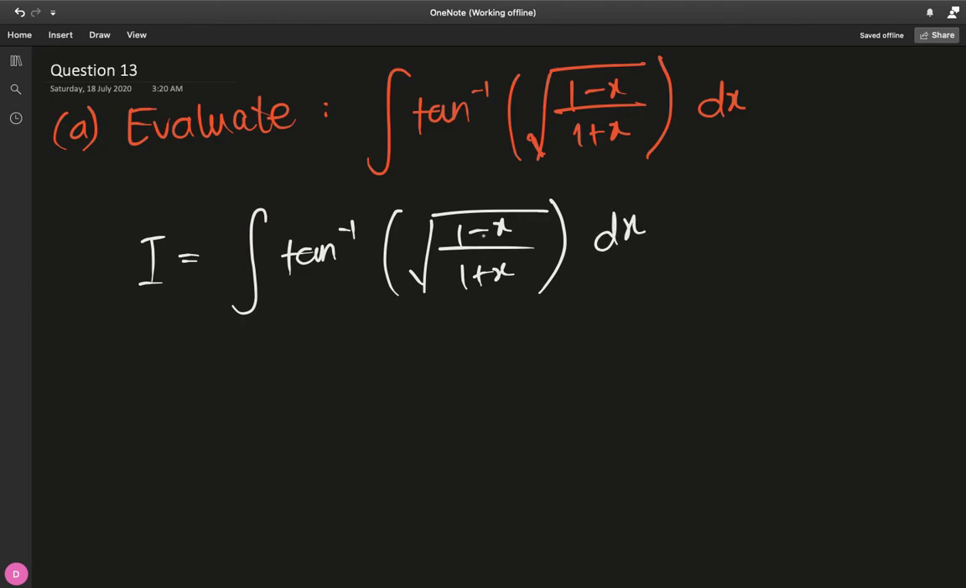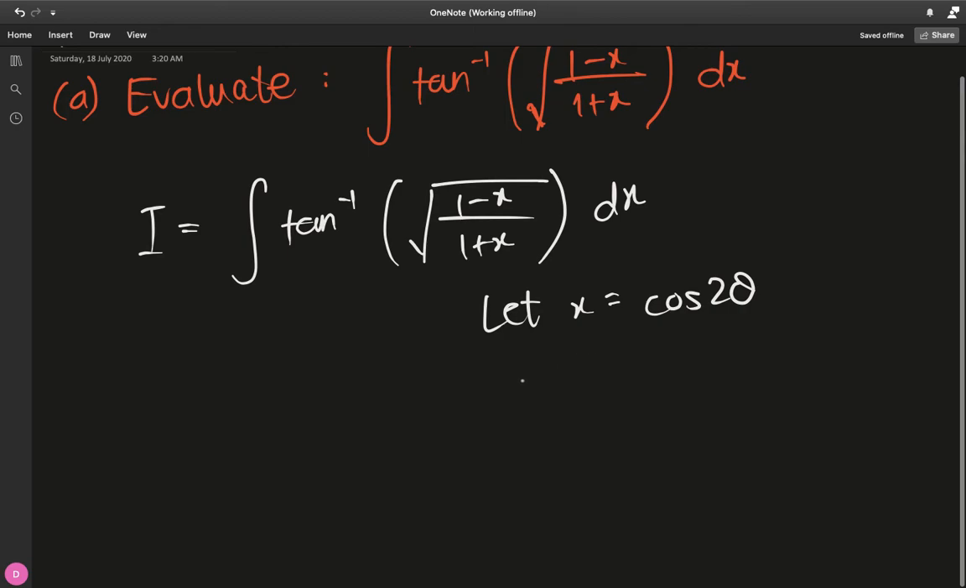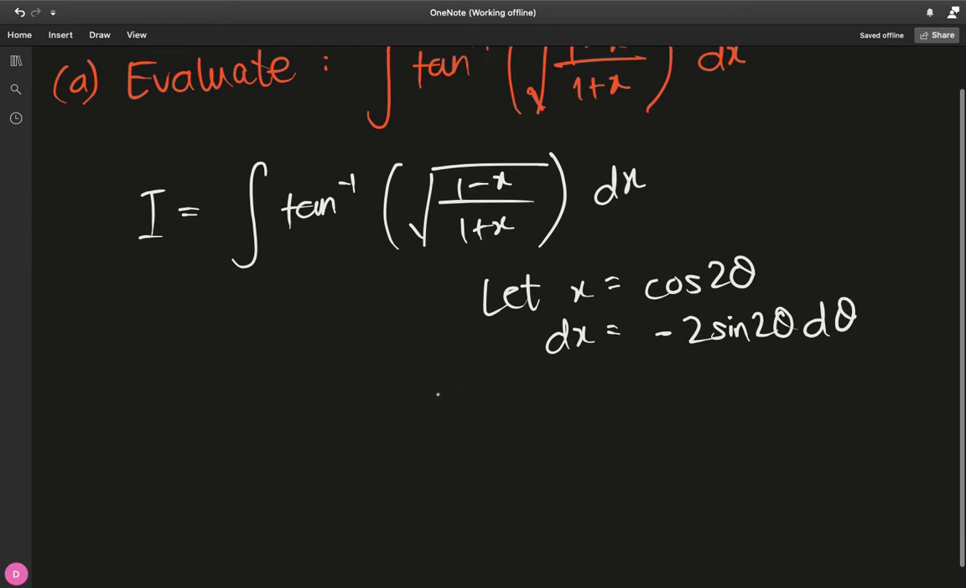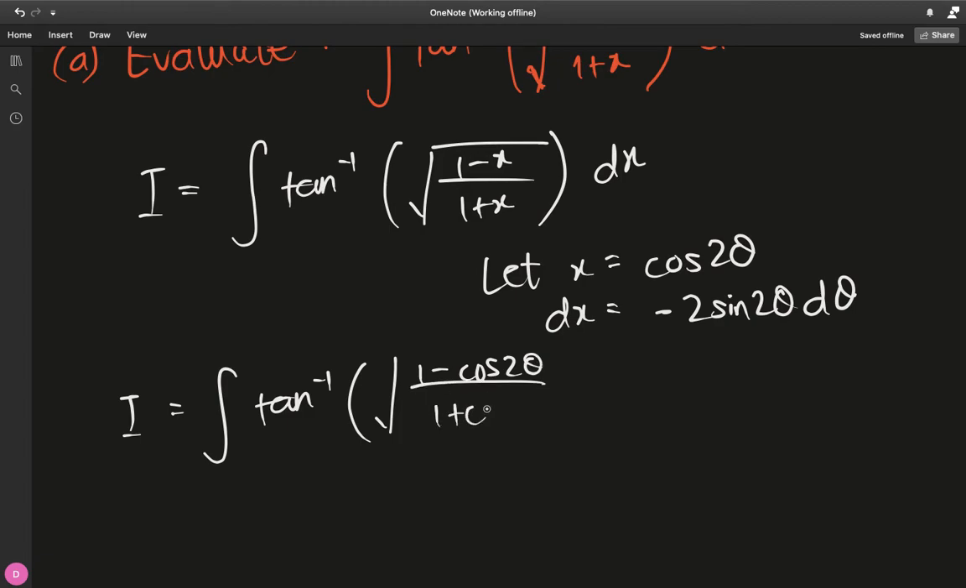So noticing the 1 minus x and 1 plus x inside an inverse tangent, if you're really fluent with your double angle formulas for the cosine, you might know that letting x equal cosine 2 theta is going to do wonders, because dx will be negative 2 sine 2 theta d theta. So I is nothing but inverse tangent of square root of 1 minus cosine 2 theta over 1 plus cosine 2 theta with a negative 2 sine 2 theta d theta.